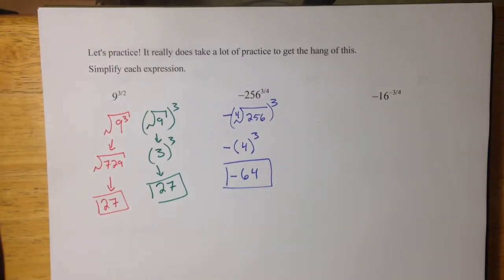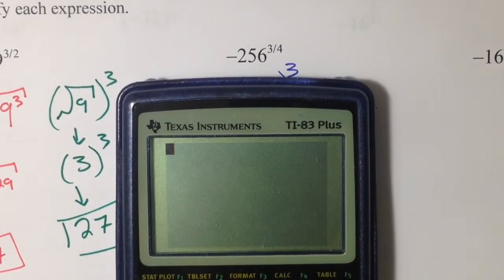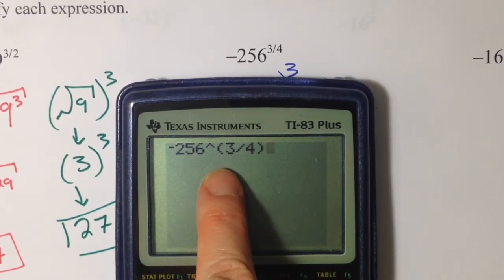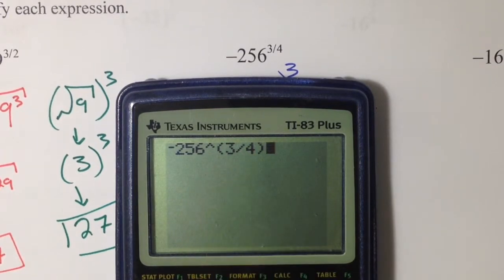I should point out that you can actually punch this in on your calculator just like it says here. I can just punch in negative 256 to the power of 3/4. Notice I'm putting the power 3/4 in parentheses so that the computer knows that the whole 3/4 is in the exponent. When I hit enter, ta-da, I get negative 64, the same answer that I got when I did it step by step.